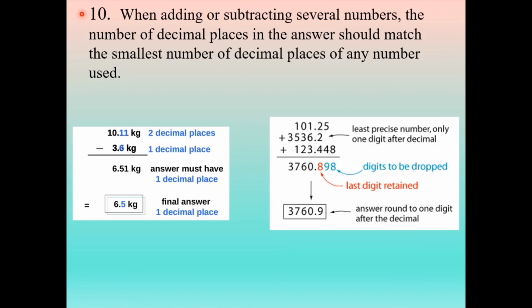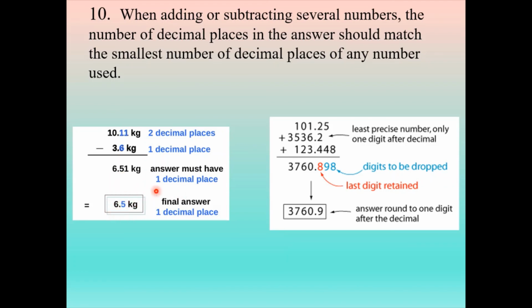Rule number 10. When adding or subtracting several numbers, the number of decimal places in the answer should match the smallest number of decimal places of any number used. So let's start with a subtraction here. We have 10.11 minus 3.6. Now, 10.11 has two decimal places, the 1 and the 1. 3.6 has one decimal place, just the 6 there. So when we do this on our calculator, we end up with 6.51 kilograms. But remember, the answer has to have the lower of these two numbers. So we have to use one decimal place. So we would round this to 6.5 kilograms.